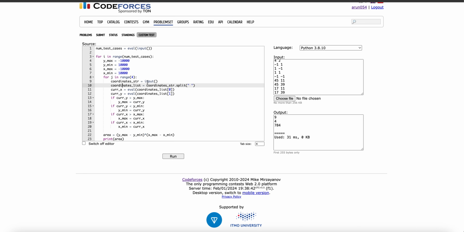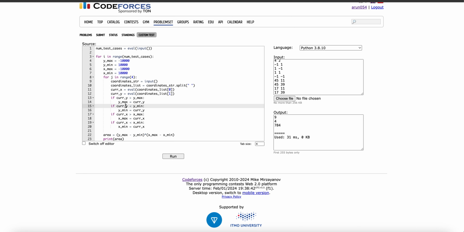So how is that done? From the current x and y we get from the input, we check if the current y is greater than the y max. If it is so, we'll update that. We'll also check for the minimum value. Similarly, we do the same for x coordinates as well.